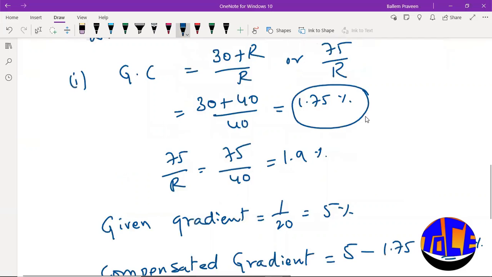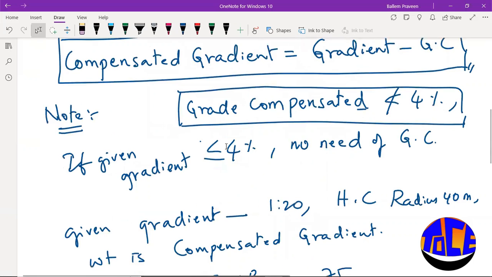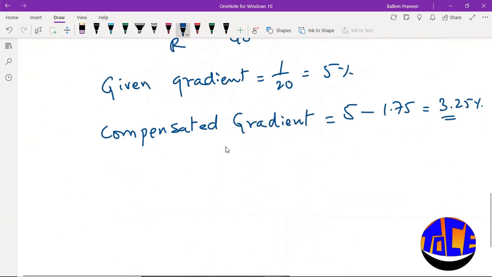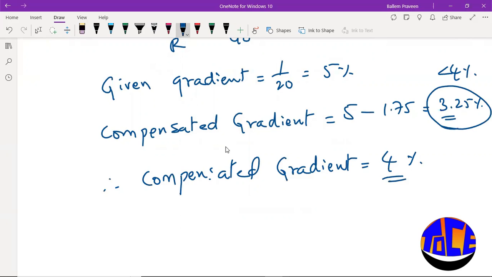So what is the condition? The compensated gradient should not be less than 4%. Therefore, we have to provide at least 4%. So the compensated gradient is equal to 4%, because this value is less than 4%. That's the reason we have to provide at least 4%, right?